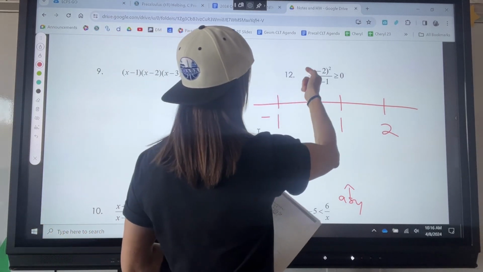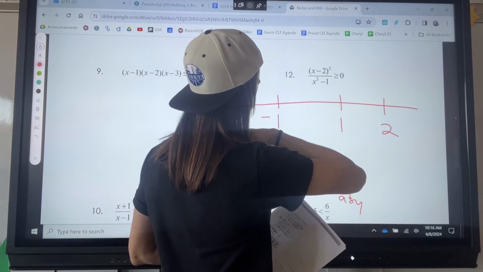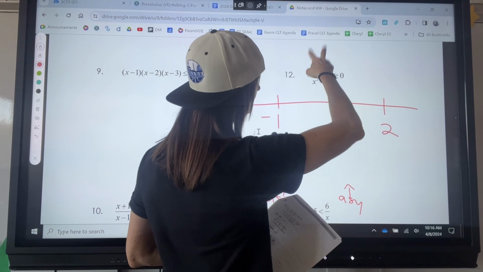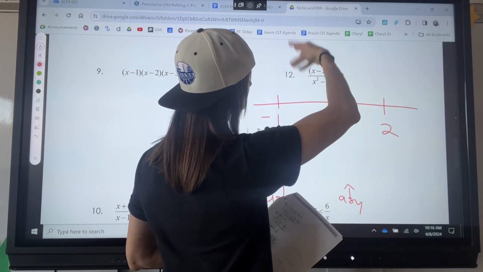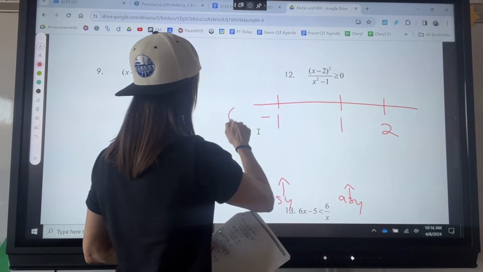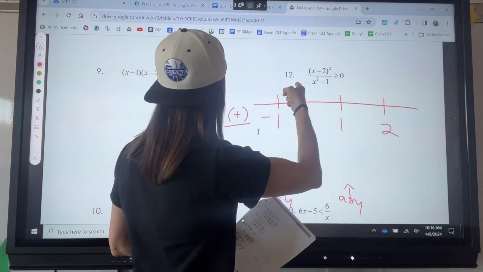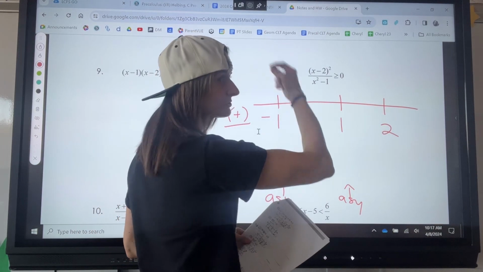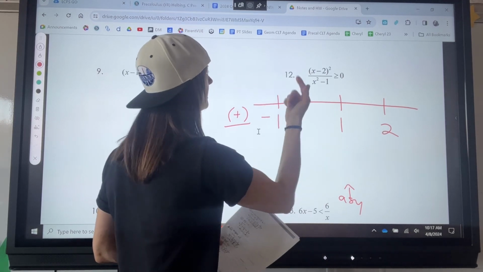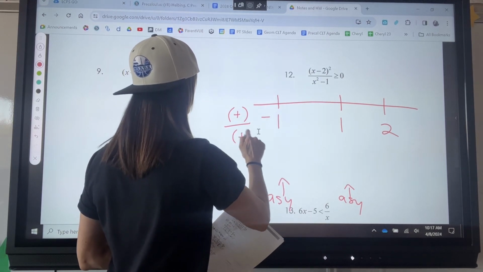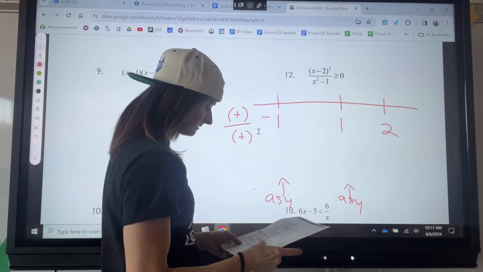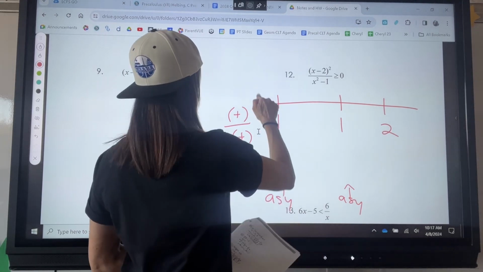So -2. -2 minus 2 is going to be a -4, but that's going to be squared. That's going to be a positive value in the numerator. And then, what did I put in? -2. -2 squared is going to be a +4. -1 is still going to be positive. So that should be positive. Checking my work as I go along. Good.